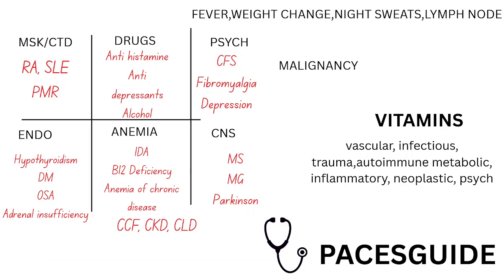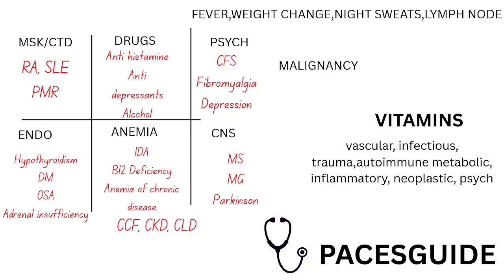Musculoskeletal conditions including RA, SLE, PMR, polymyositis, and such. For CNS causes, think about myasthenia gravis and Parkinson's. Important to rule out drugs such as antihistamines, sedatives, antidepressants, or alcohol use. And functional or psychological conditions such as chronic fatigue syndrome, fibromyalgia, or depression. Also important to rule out malignancy. Okay, so I'm not going to go into much detail. It's going to be a brief overview.